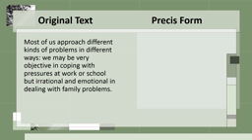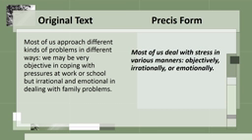Okay? So look at the précis form. Most of us, so you didn't change that because it's actually the best term to use, or you can change it. Most people deal with stress in various manners. Different ways was changed into various manners. And then you simply have objectively, irrationally, or emotionally. No need to mention the different situations because the focus of the sentence is different ways of dealing with problems. Okay, so this is your précis form.